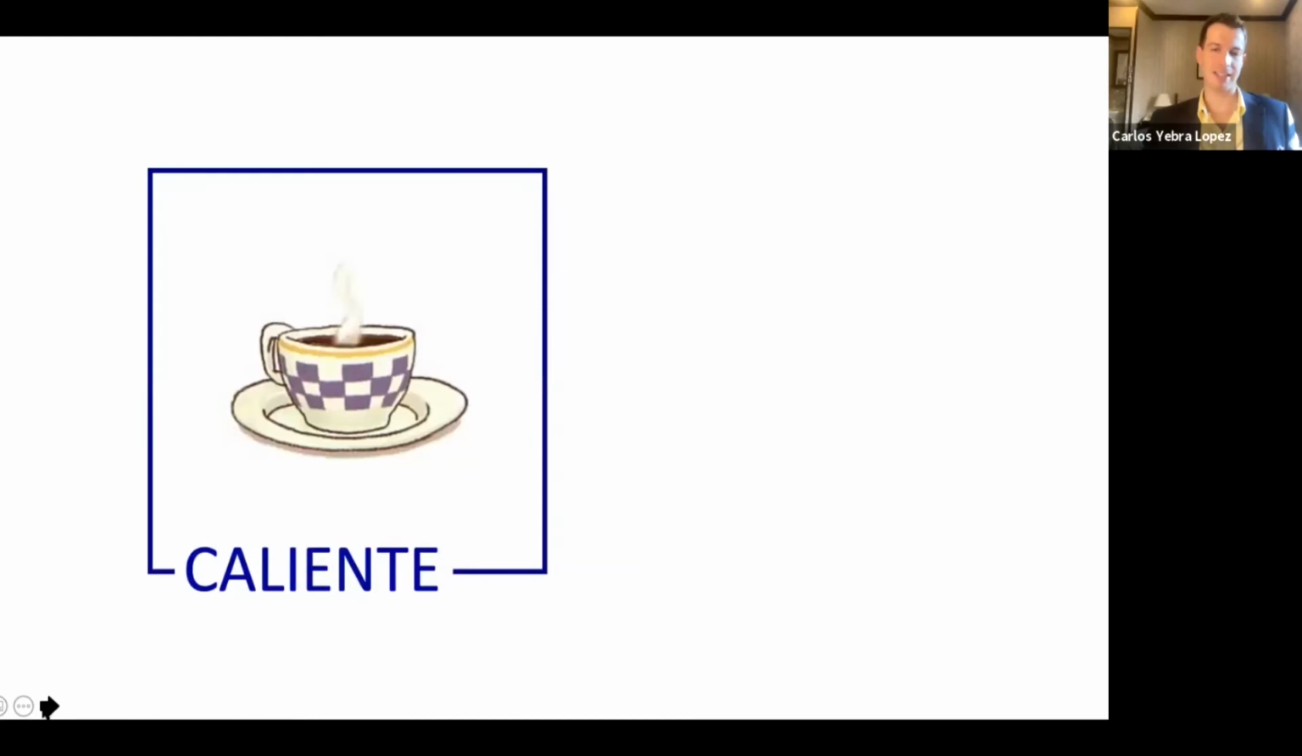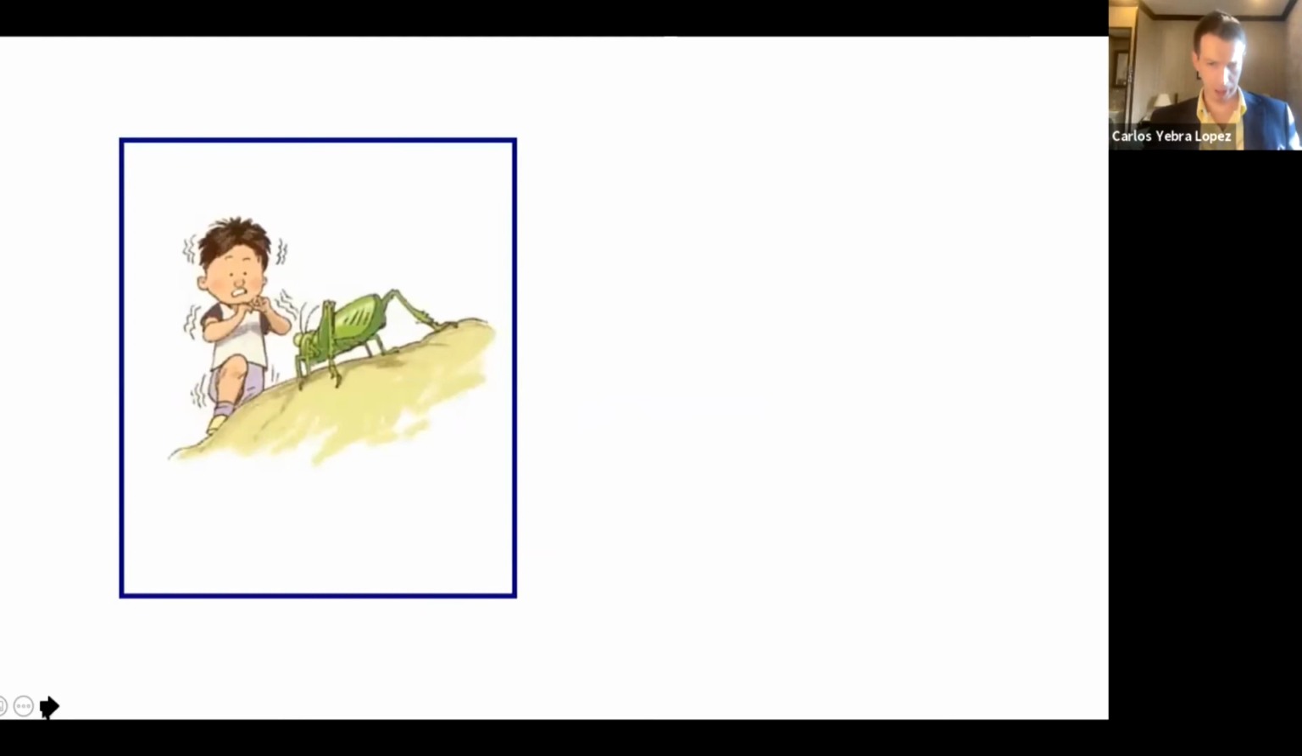Caliente, meaning hot. Temperature, by definition, can change very easily, right? So it's going to be está caliente, right? Está caliente. Now it's hot, but if you leave it 10 more minutes, it's going to be cold. Therefore, we're going to use the verb that we utilize for temporary states. Está caliente. The coffee is hot. El café está caliente.